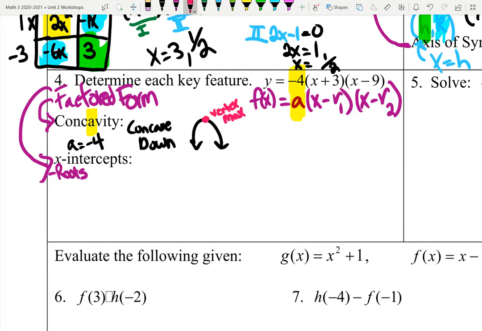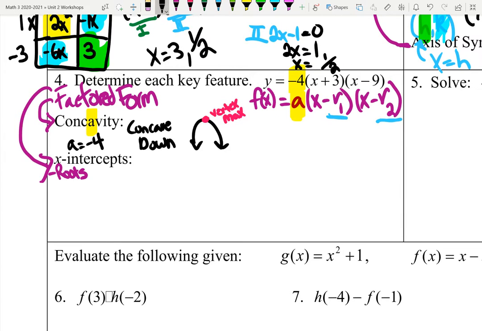All right, what else can I know? The x-intercepts. Normally, I would solve for these. However, if I understand factored form, I can get away with doing less work. Let me show you how to get away with doing less work. So, right here is where I'm going to put a lot of my focus: minus root 1, minus root 2.